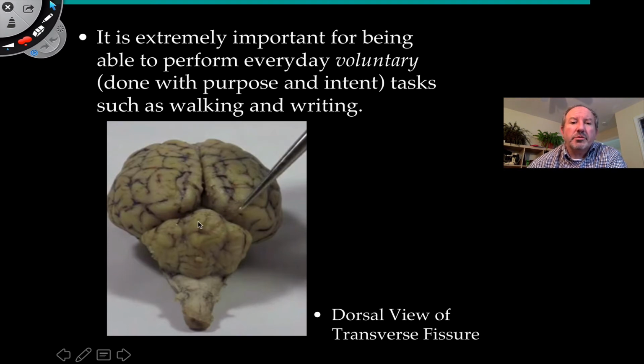So again, here's the dorsal view of looking down at the transverse fissure. And you can see here's the cerebellum right there, and there's the brainstem. Okay, so there we are.